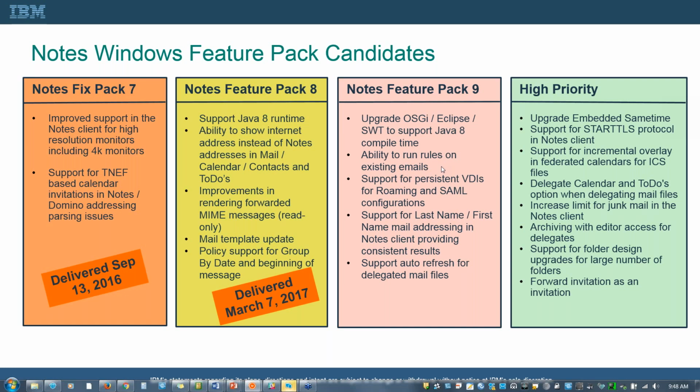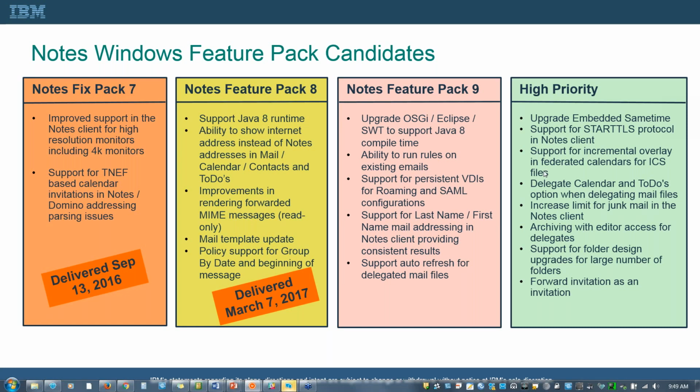We'll also be releasing the ability to run rules on existing emails. These were demoed at Connect. I don't know how many of the folks on this call were able to go out to San Francisco for Connect, but we did demo some of these features as well. Support for last name, first name, and support for auto refresh in delegated mail files. Today, if you're managing someone else's mail file and you've got that inbox open, you need to hit the refresh button to see new mail. This will automatically occur when new mail arrives.